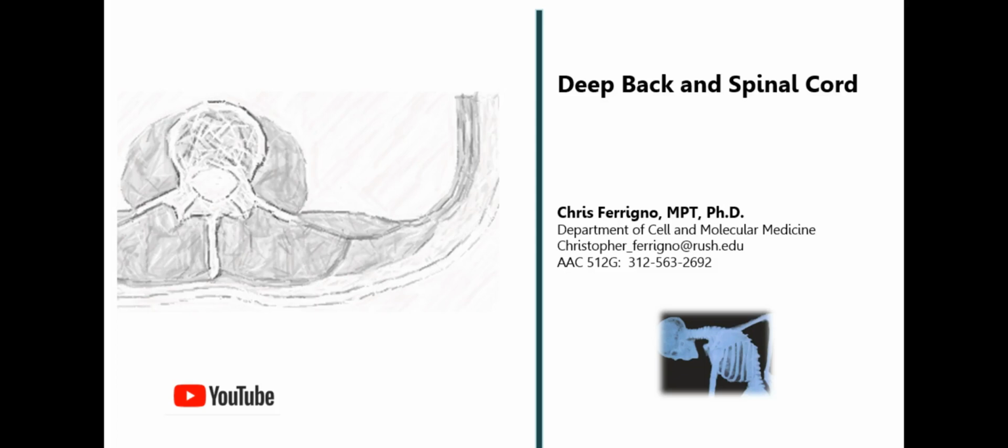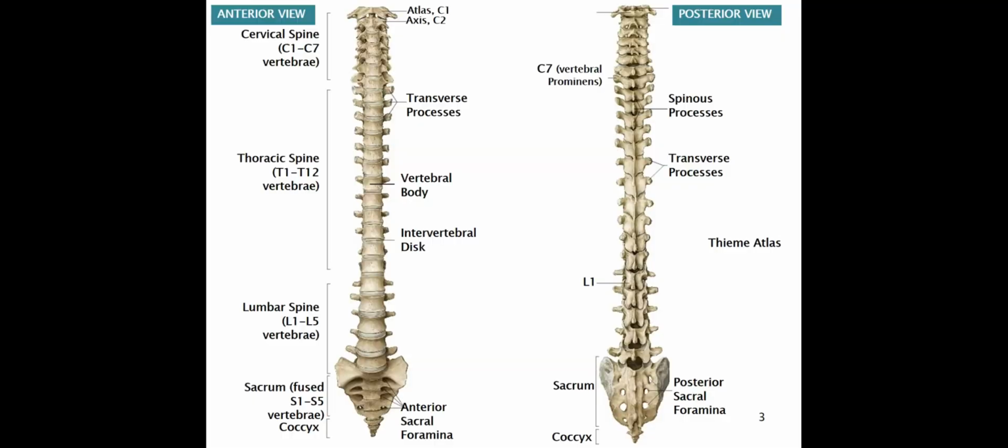Today we'll be discussing the deep back and the spinal cord. This is the second of two videos on the back itself, the first being the superficial back. Prior to that, we had a very quick primer on the basic anatomical terminology. Let's take a quick look and review the vertebral column. Again, these are bones onto which the muscles of the deep back will attach.